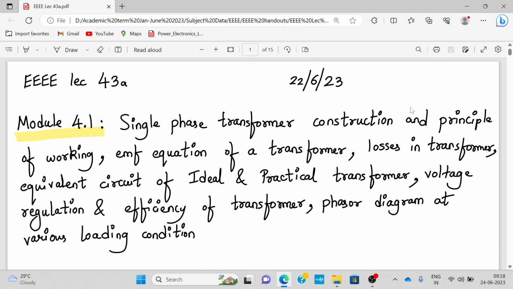Today we are going to start with module number 4.1, that is based on transformer. So in transformer we will be studying about its construction principle, then the EMF equation of the transformer, that's quite important, losses in transformer, then the equivalent circuit of an ideal and a practical transformer, followed by voltage regulation and efficiency of the transformer, and finally the most important topic, that is phasor diagram of a transformer at various loading conditions. Okay, so let's get started.